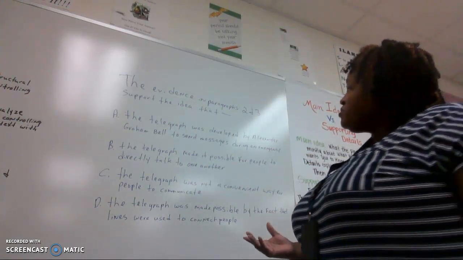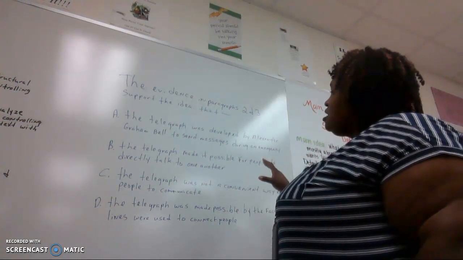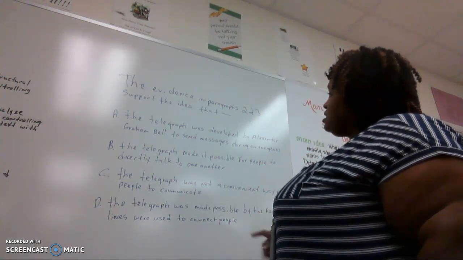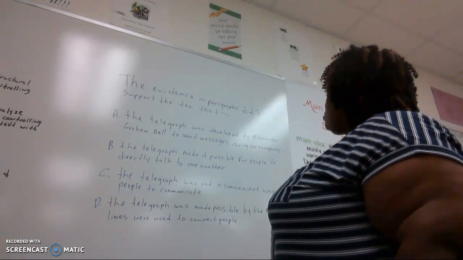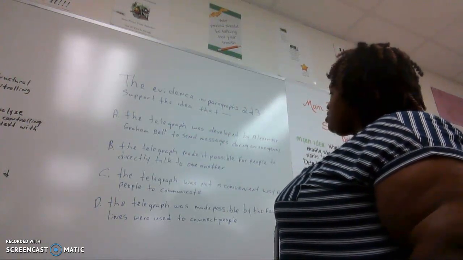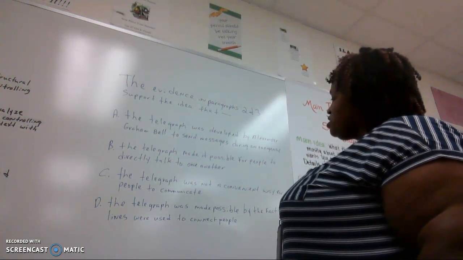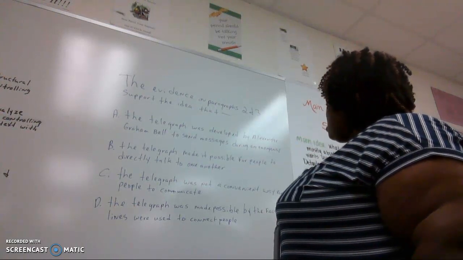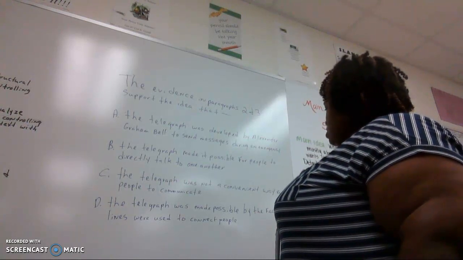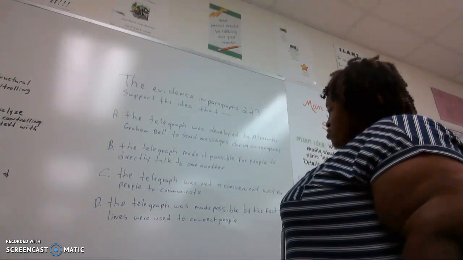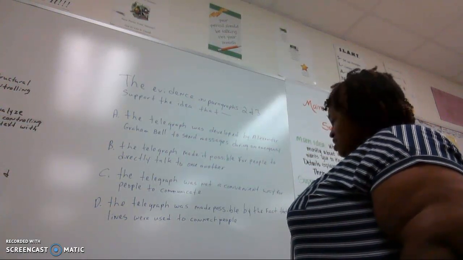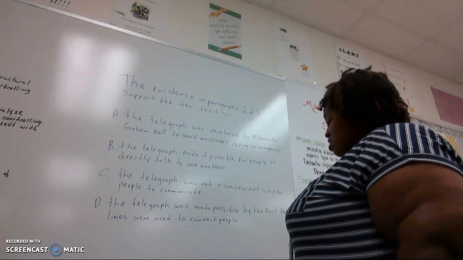So the first thing I remember Ms. Brown telling me to do is to read the question and the answer choices completely. The evidence in paragraphs 2 and 3 support the idea that the telegraph was developed by Alexander Graham Bell to send messages during an emergency. The telegraph made it possible for people to talk directly to one another. The telegraph was not a convenient way for people to communicate. The telegraph was made possible by the fact that lines were used to connect people.